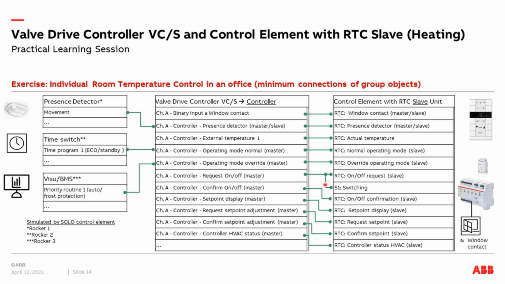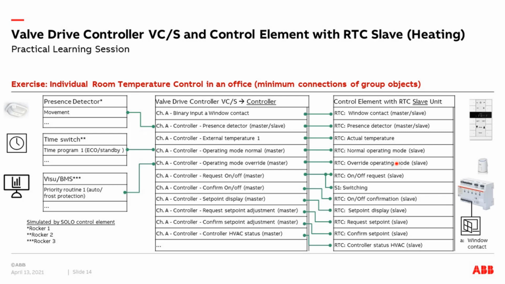Here we need an additional link to our rocker number 1, because with the rocker number 1, we want to switch on and off our room temperature controller. That's why we have to link this group address also. So it's not very difficult. You have a look here at the master objects and link them to the different slave objects in our room temperature slave unit. Good, this is what I show you now live.